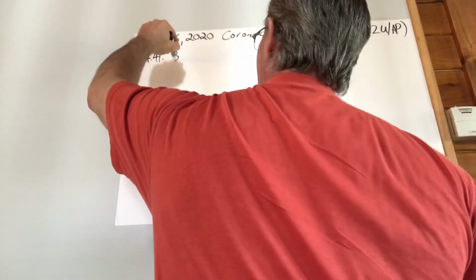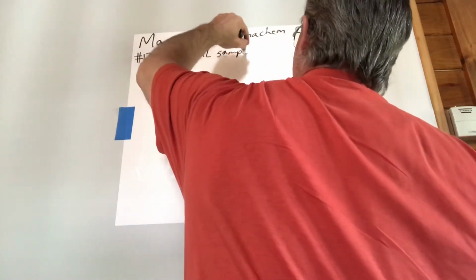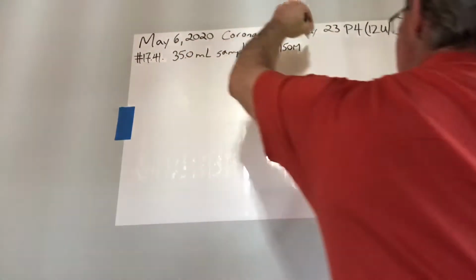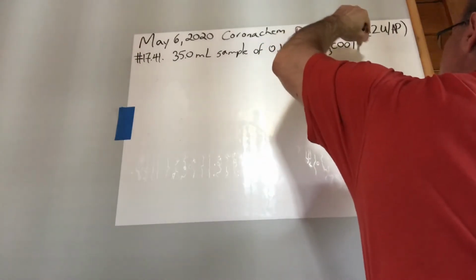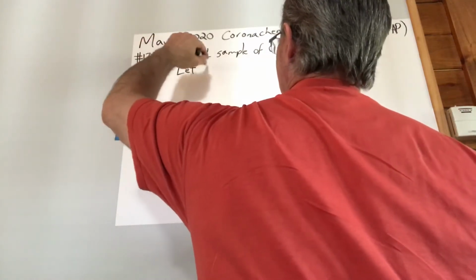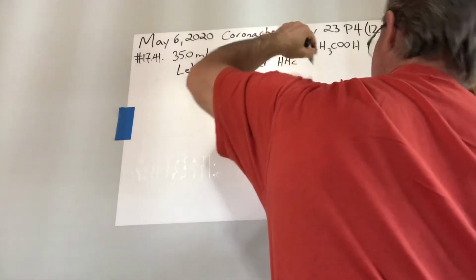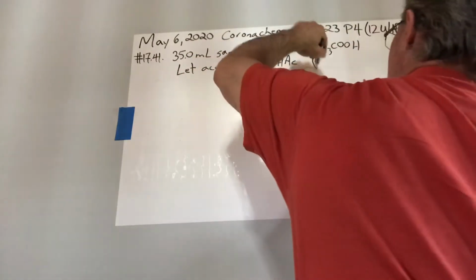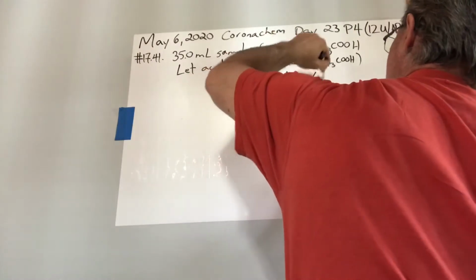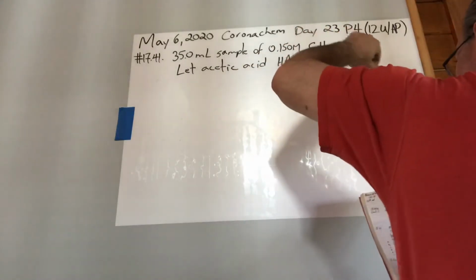So we have a 35.0 milliliter sample of 0.15 molar acetic acid, CH3COOH. And let acetic acid be symbolized by HAc. It's just going to make it easier to do the calculation. And then the acetate anion we can symbolize by Ac with a minus charge on it. And that is representing this thing.